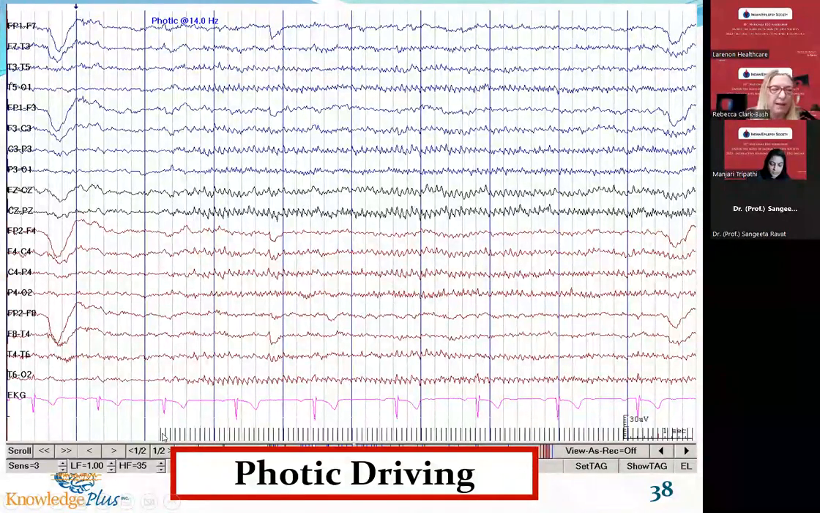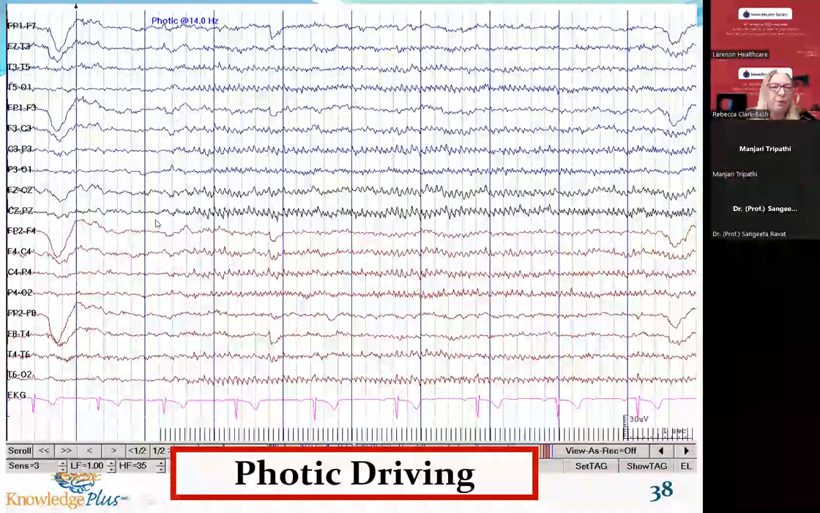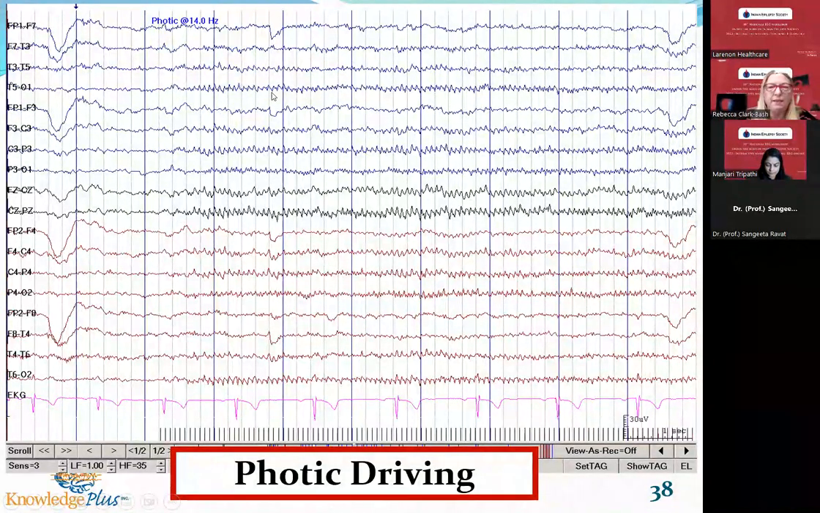Now down here at the bottom, you see your photic light being presented, and you see immediately the posterior dominant rhythm being seen in the occipital leads at that same frequency. Now, again, this is normal when it's present. It is not abnormal if it's absent.